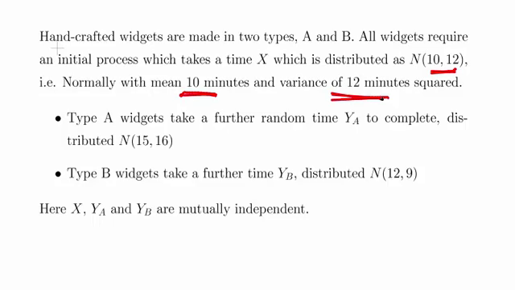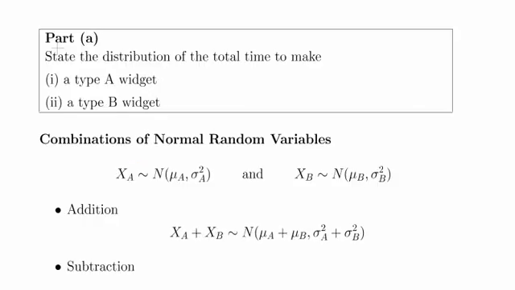Type A widgets take a further random time, YA, to complete, which is a normally distributed variable with a mean of 15 minutes and a variance of 16 minutes squared. Whereas type B take a further time, YB, which is 12 minutes with a variance of 9 minutes squared. Okay, now here X, YA and YB are normally distributed. So the first question is as follows.